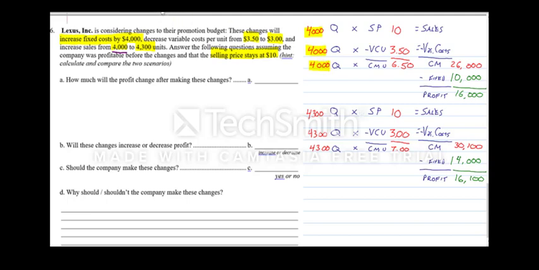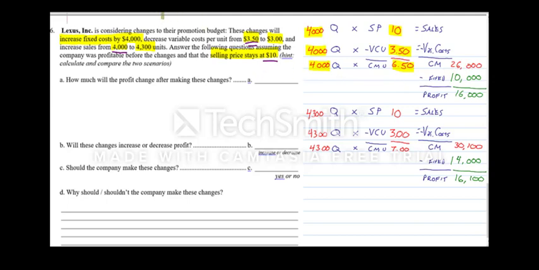They tell you that before the changes, the selling price was 10. So we can fill that in as our selling price at 10. They tell you that before the changes, your variable cost per unit was $3.50. So we can fill that in. And then we can calculate our contribution margin per unit. Take the 10 minus the $3.50 and you get $6.50. Well, how do you figure out what your contribution margin is then? You just simply take the 4,000 times the $6.50 and you get a contribution margin of $26,000.